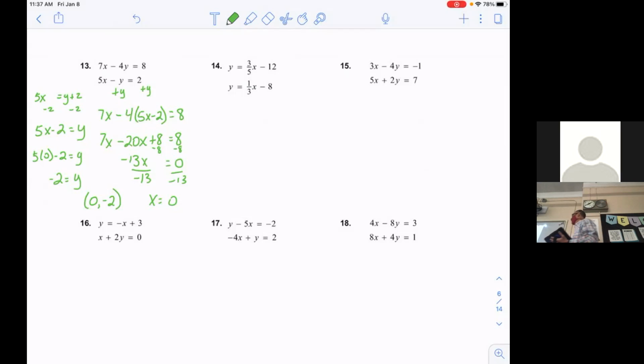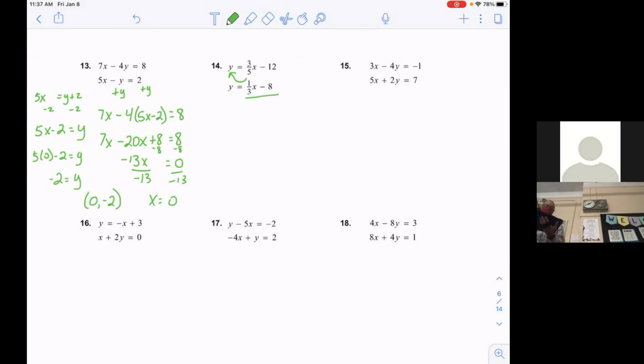All right, 14. What's different about that one? They're both equal to y, so now what happens? I'm making more of a deal out of it than it actually is. This is actually kind of nice. I know they both equal y, so in reality that means they both have to equal each other, or I could just take 1/3 x minus 8 and we're going to substitute that in for y.